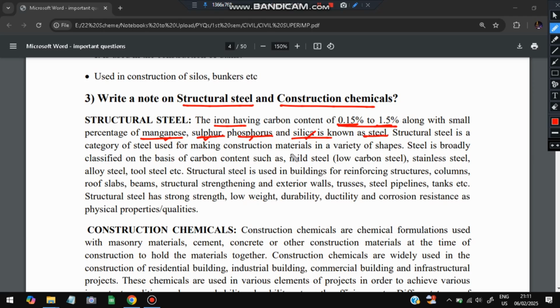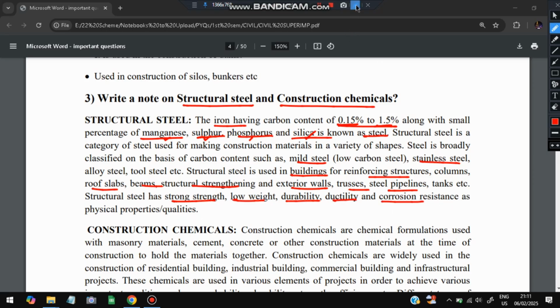So it is used in making shapes. It is broadly used, depending on the carbon content, such as mild steel, stainless steel, alloy steel, and so on. It is used in buildings, reinforcement structures, columns, roof slabs, beams, strengthening exterior walls, trusses, steel pipelines, tanks. Wherever steel is required, in all those places structural steel is used. It has higher strength and low weight, durability, ductility, and corrosion resistance.